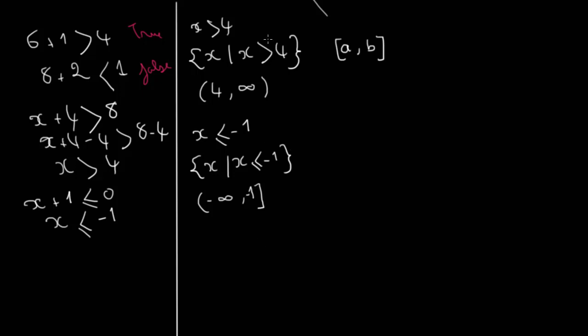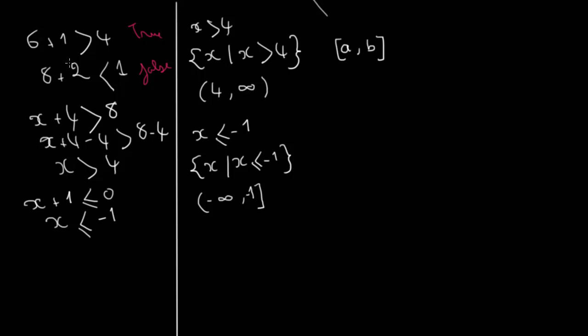Now, these two intervals we showed here are what we call unbounded intervals, because as you can see, they are not really bounded by anything. On one side we have -infinity, and here we go to infinity. So you can see that they're not bounded between two numbers.